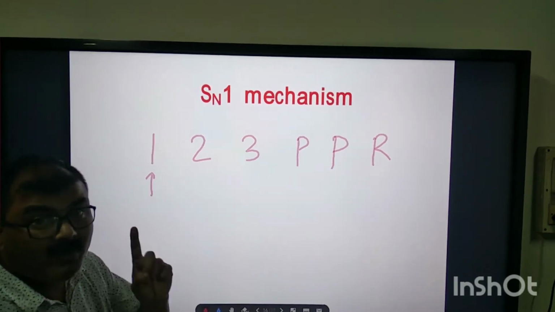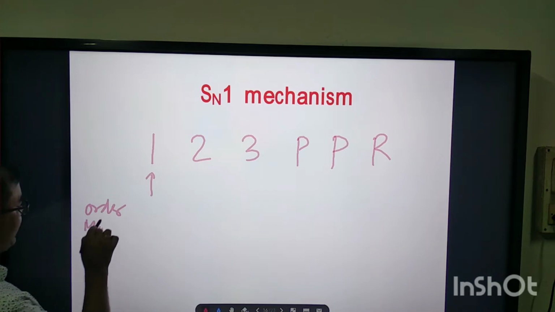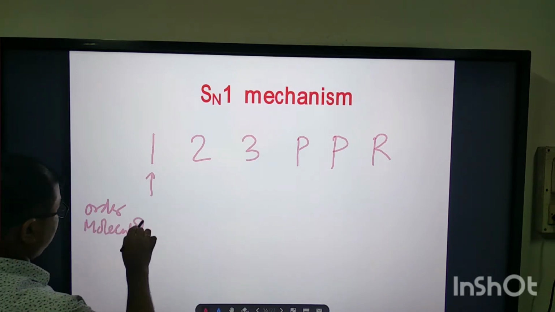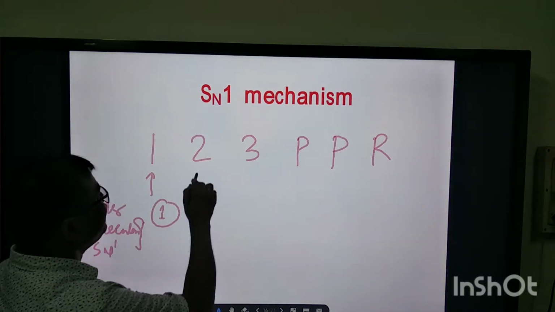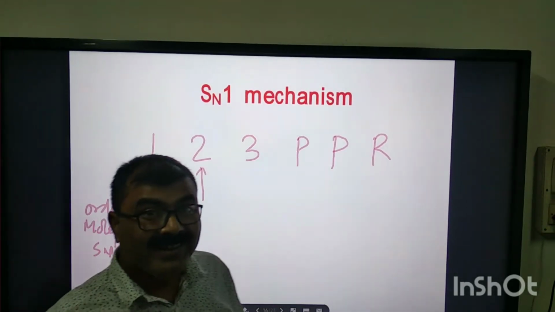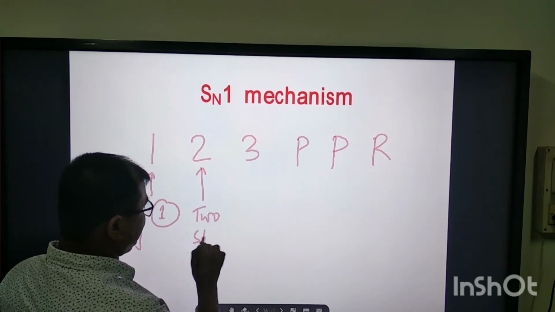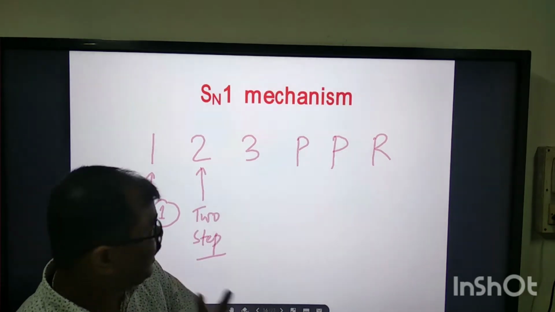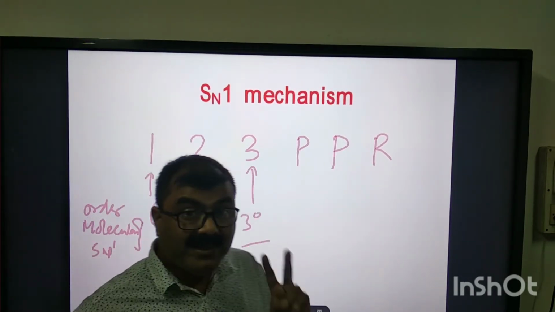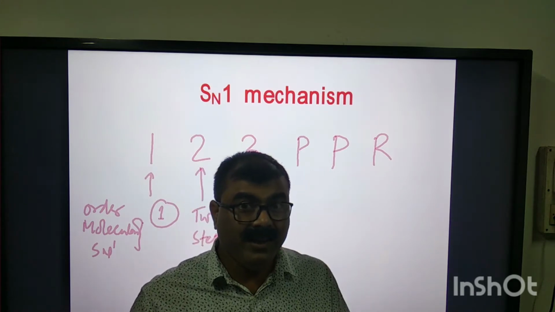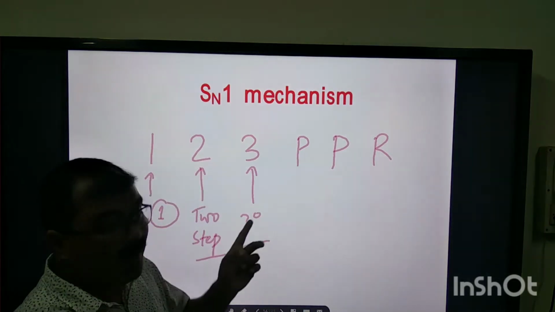1 is for unimolecular. That is, the order or molecularity of the SN1 reaction is 1. 2: the SN1 reaction takes place in 2 steps. That is a 2-step mechanism. 3 means tertiary butyl chloride. 3-degree halides are most reactive towards the SN1 mechanism.